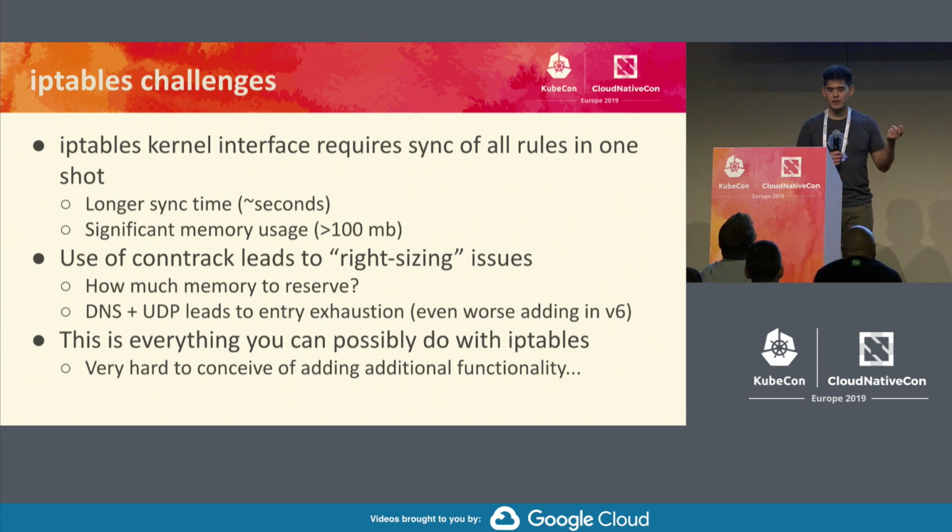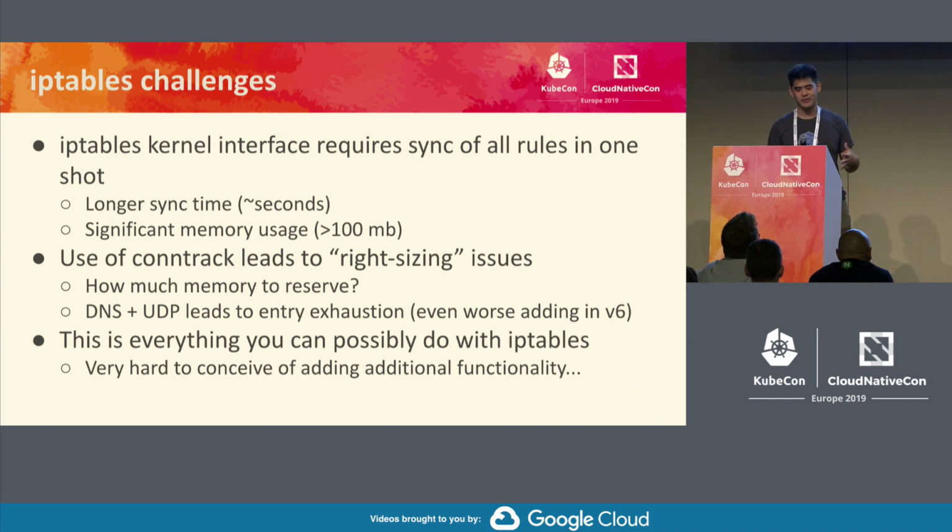The second thing is IP tables uses conntrack, which leads to a lot of right-sizing issues, right? How much memory do you have to reserve for conntrack? We have seen this especially challenging when you have DNS traffic, which consumes a lot of conntrack entries. Finally, just as a future-proofing note, whatever you see in Kubernetes in terms of load balancing is basically everything you could do with IP tables, and it's very hard to conceive of adding additional functionality.